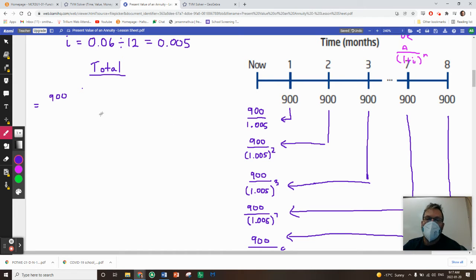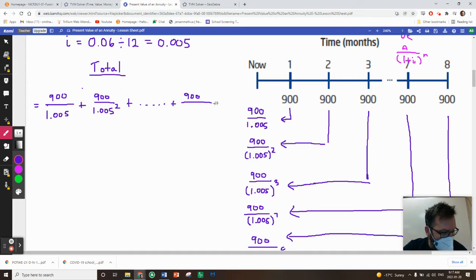Okay, phew. So we have 900 divided by 1.005. And then we have 900 divided by 1.005 squared. I don't know why I have the brackets there. We don't need them if you don't want them. And then all the way down the line up to 900 divided by 1.005 to the power of 8.